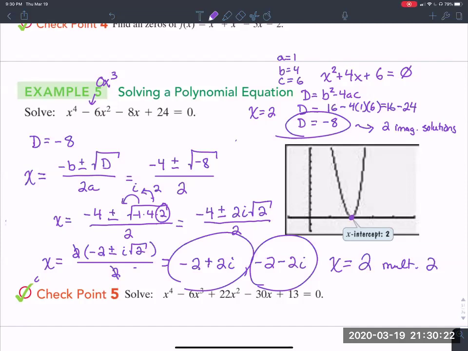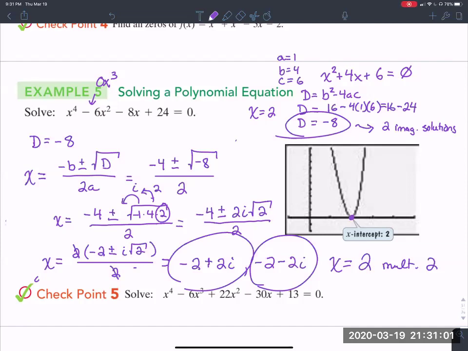Once we got a degree 2 polynomial, we used the quadratic formula because we couldn't factor it. And when we calculated the discriminant, we got a negative number, meaning that we had 2 imaginary solutions. And we knew we were going to get 2 imaginary solutions. And then when we finished it up, we found that the 2 imaginary solutions are -2 plus 2i and -2 minus 2i. As I said earlier, they're conjugates of each other. So my total zeros are -2 plus 2i, -2 minus 2i, and x equals 2 repeated twice, or with a multiplicity of 2.